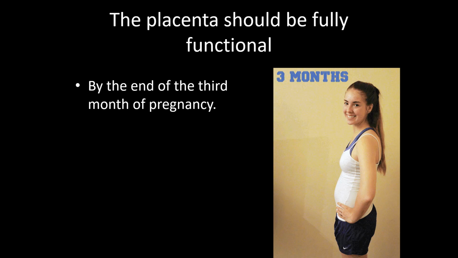Placenta should be fully functional by 3 months. Prior to that, the corpus luteum was what was secreting all of the hormones. This is just to show you, there are a lot of women who you can't tell are pregnant when they're 3 months along, and so she has missed a couple of periods by this point. She should be aware that there's something going on, and yet a lot of people around her maybe don't know.